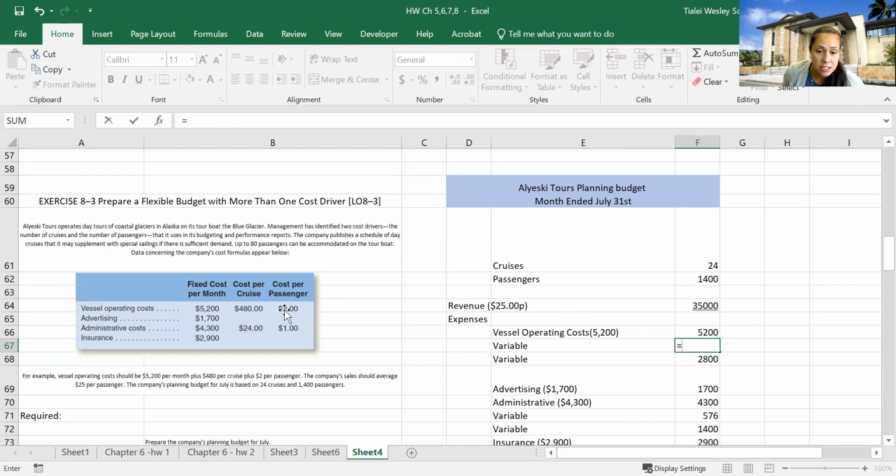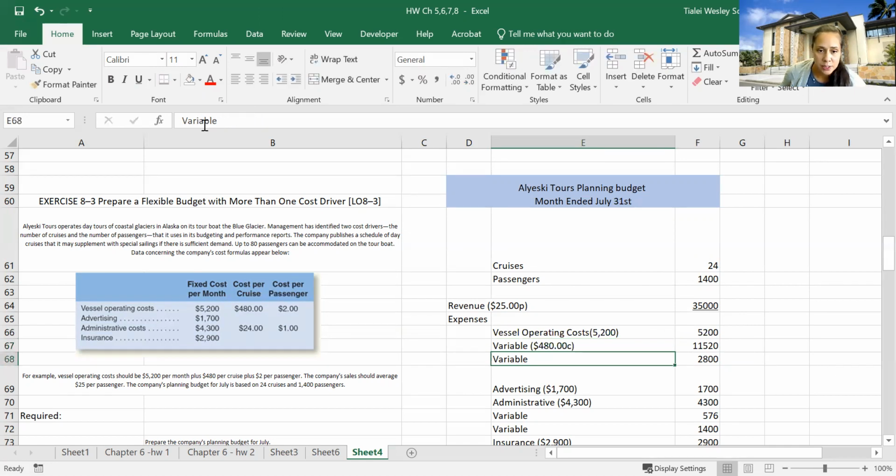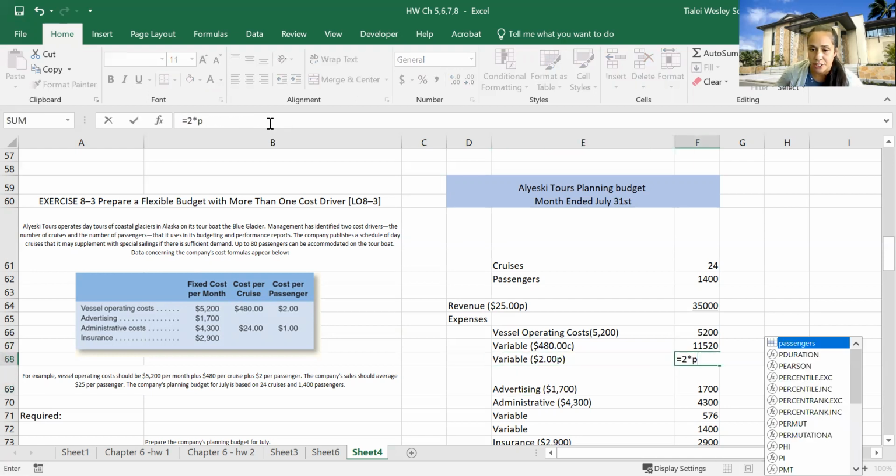And so variable cost would be your cost per cruise, $480 multiplied by the number of cruises. I don't have to refer to that cell, so I can just type cruises as well. And I can put my formula, so that's going to be $480 multiplied by cruises, C. And my next one is $2 per passenger. So then I'll do equals $2 multiplied by passengers.